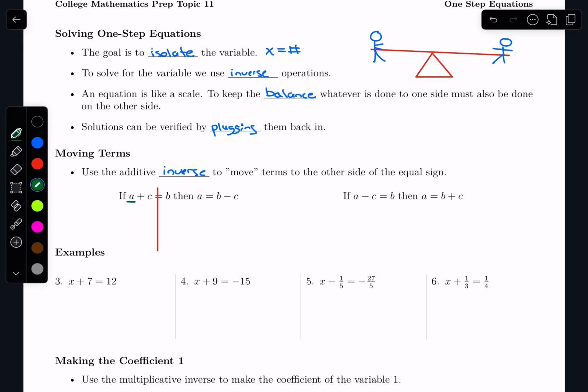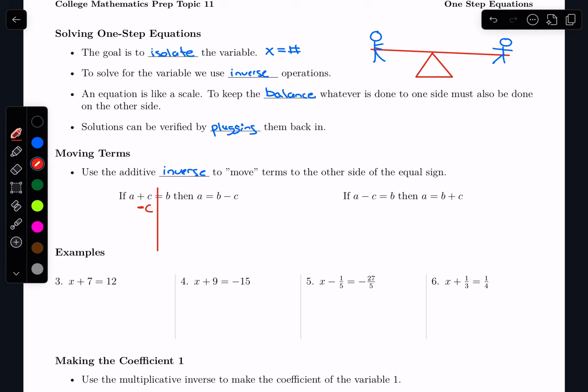But with algebra, we have to use inverse operations. So notice that right now it's A plus C. We want to do the opposite of plus C. And the opposite of plus C is minus C. So what I'm going to do, right under where it says plus C, I'm going to write minus C.